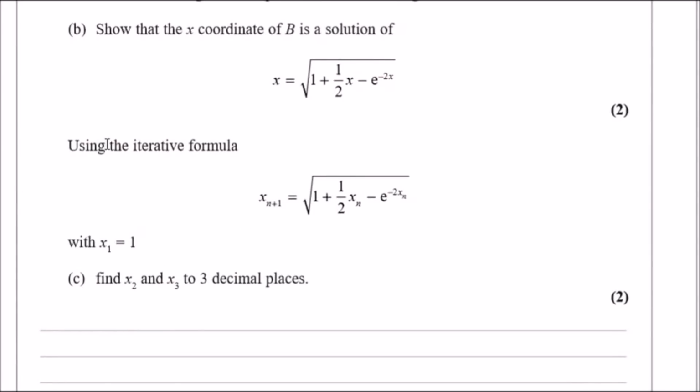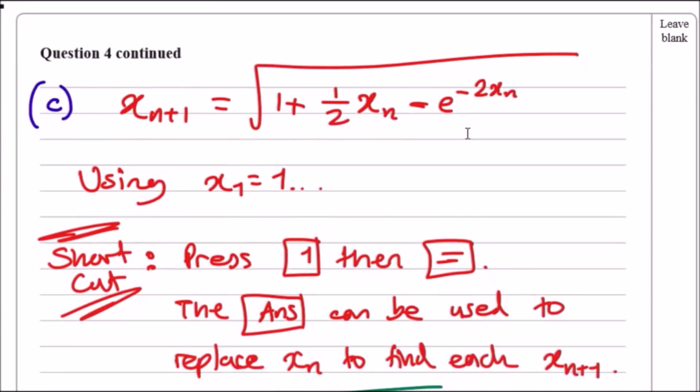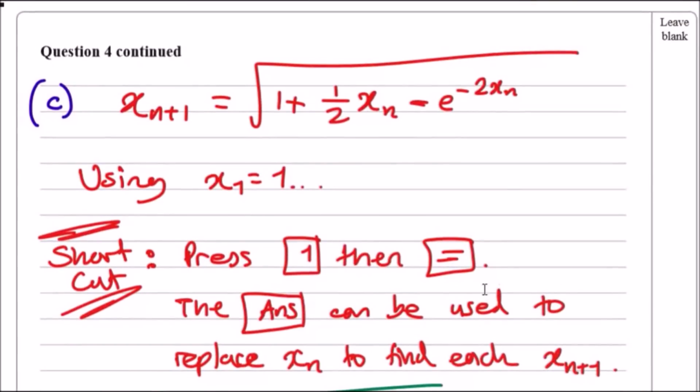So using the iterative formula, again it's the same thing, replacing x with x n plus 1, whereas the x's inside become x n. So using the initial value x1 equals 1, find the next two values. Okay, there's a nice trick here. The trick for this kind of question is to use the answer button in the calculator. What I would do is firstly press 1 in your calculator, then press the equal sign. When you do that, you're going to automatically save the value 1 in your calculator. So that's going to be your answer.